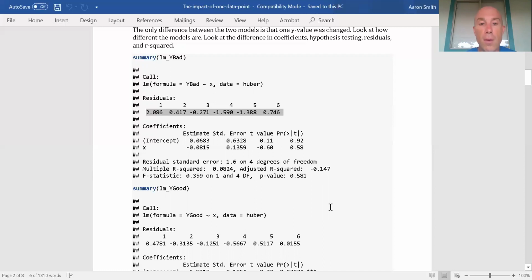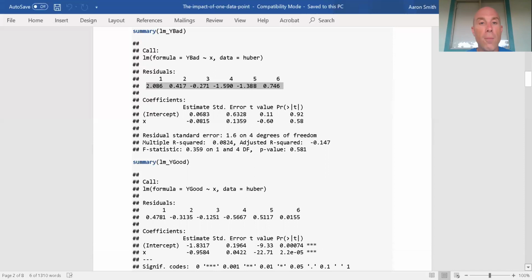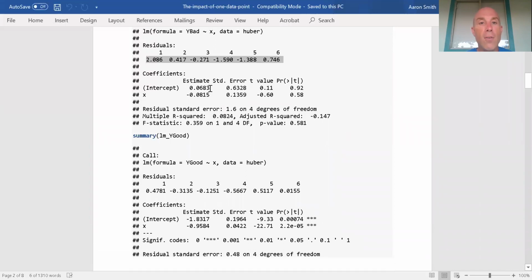Now let's take a look at the coefficients and the difference in them. In the bad case, the intercept is less than 0.1, and the slope is negative 0.1. And then on the good, I have 1.8 and negative 1 for my coefficients. That's a pretty big difference in those two values. And let's look at the standard error. How much bigger is the standard error on these? Wow, look at this: 0.6, 0.2, 0.1, 0.04. This is a big difference in the standard errors.